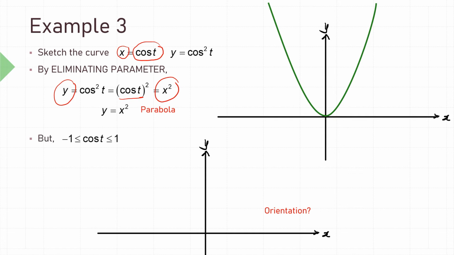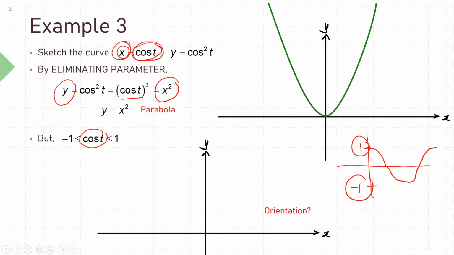Why? Because we know that the value of cos t is between -1 and 1 only. If you don't believe me, you can sketch this curve. This is cos t, so this is 1 and -1. So the value is between -1 and 1 only. Of course cos t is x, so x is between -1 and 1 only. So from this curve, we want just from x equal to -1 until x equal to 1. So that's why we have this curve.